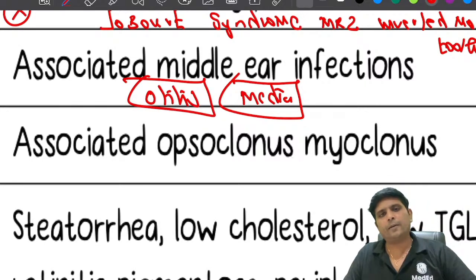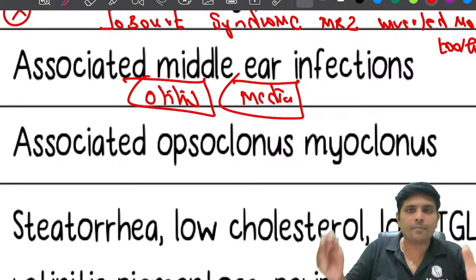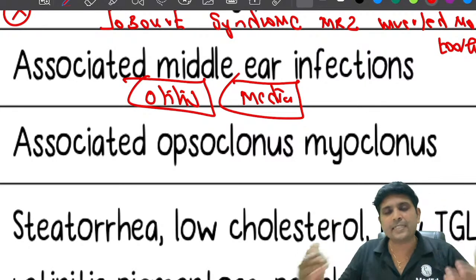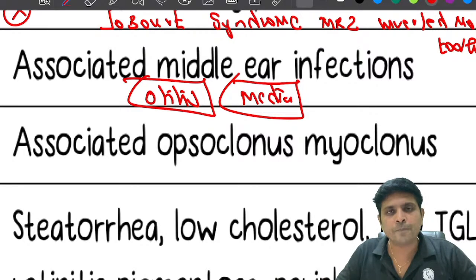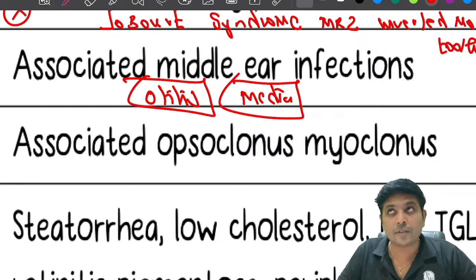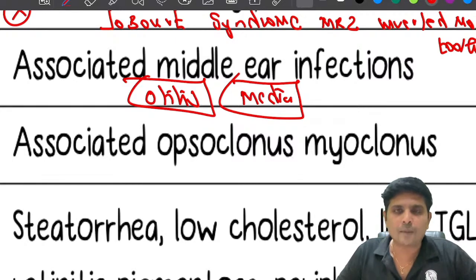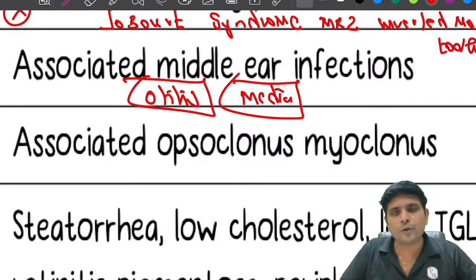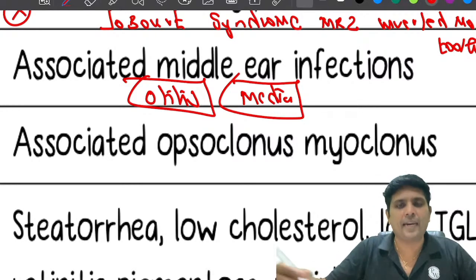Very, very important. Whenever any child comes with ataxia, the next thing that you need to see is whether there is nystagmus involving the eye. What is opsoclonus? Opsoclonus means the child's eyes will be moving like this, here and there, here and there. So this is called opsoclonus, and myoclonus often leads to imbalance.